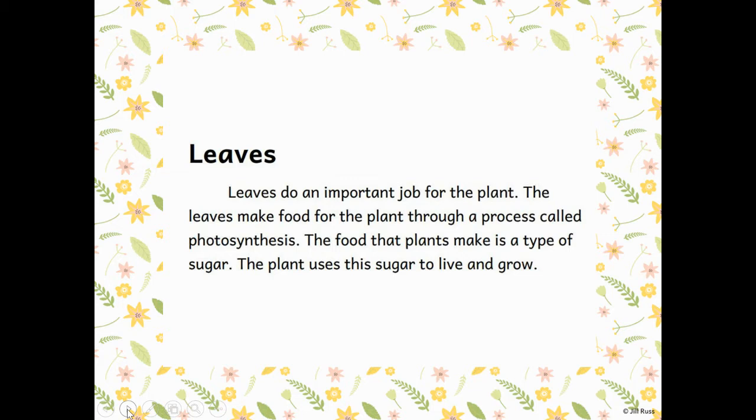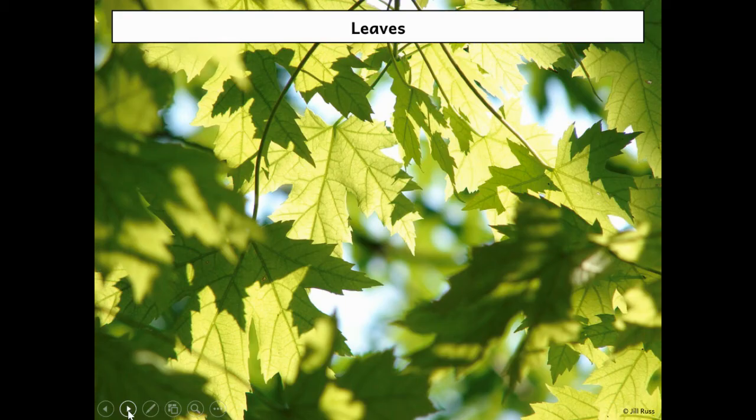So the leaves actually make food. We don't make food, we eat it, but leaves make the food, and it is through a process called photosynthesis, and the food they make is sugar. Here is a picture of some leaves, and I'm sure you've seen them, and the veins that are in them, and these are the leaves that make the food.